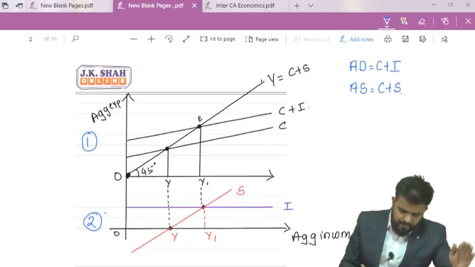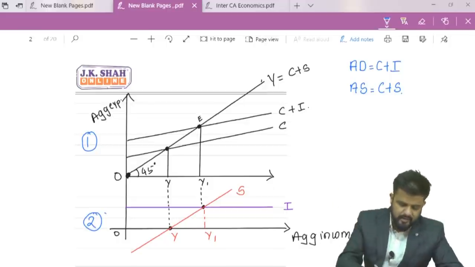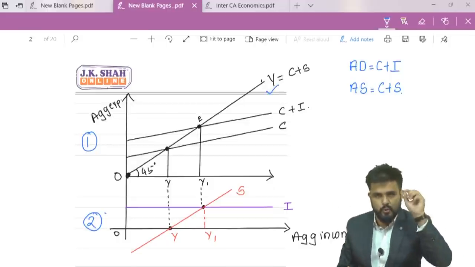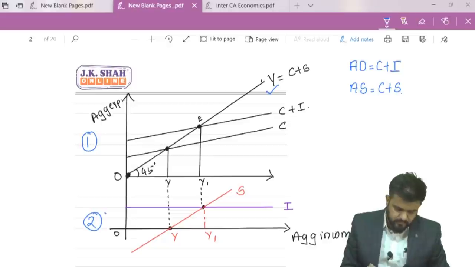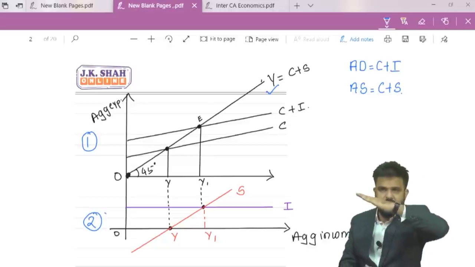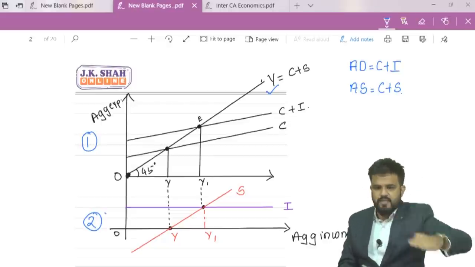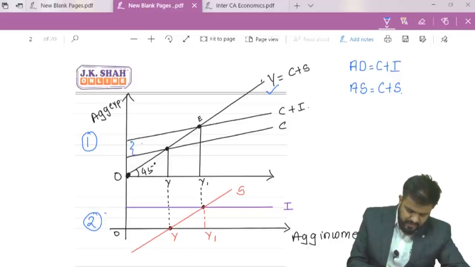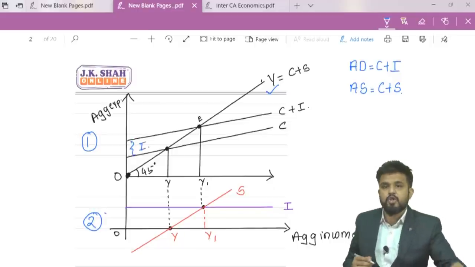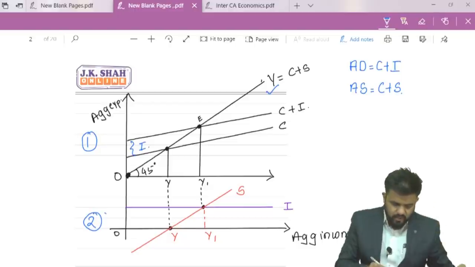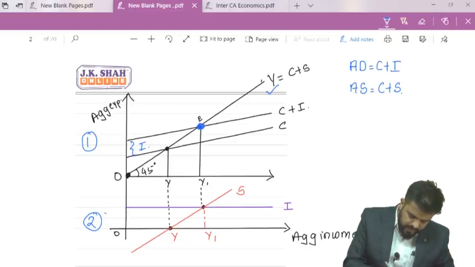Now look at only panel 1. I have taken the 45 degree income line, C plus S, also known as the aggregate supply line. Then I have taken C, consumption, then the same curve shifts upwards and it becomes C plus I. So this gap is I because we are discussing two sector. Focus should be only on point E.